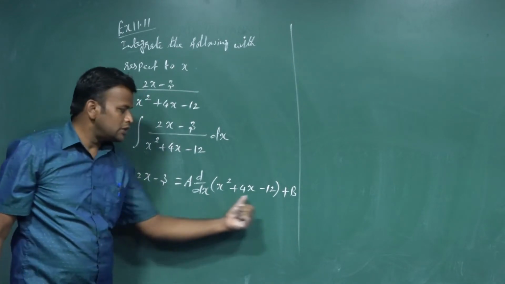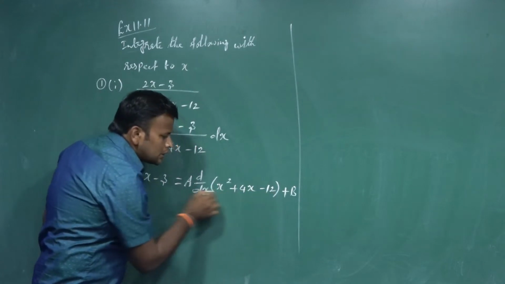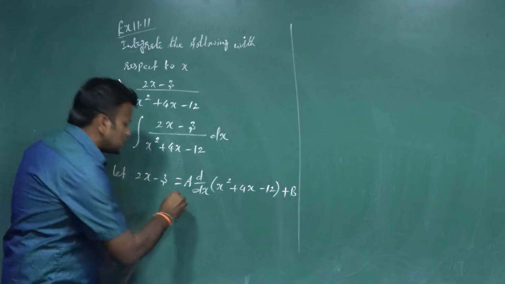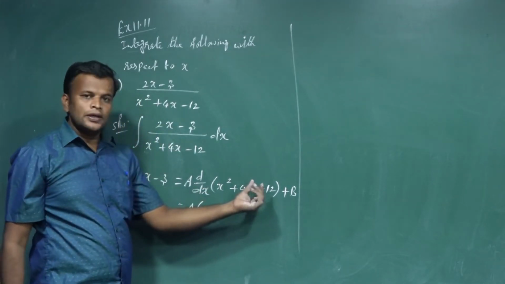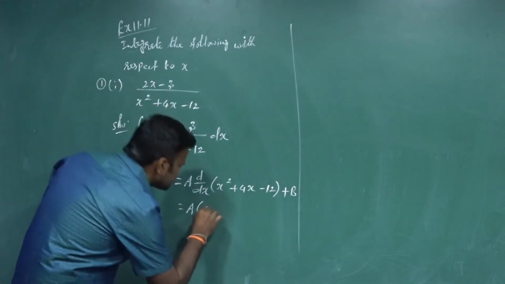Okay, a into d by dx of the bracket term. Whenever we write d by dx, we are differentiating the bracket term with respect to x. LHS is no change. We already saw the differentiation, so I just write the differentiated value. The differentiation of x square is 2x.